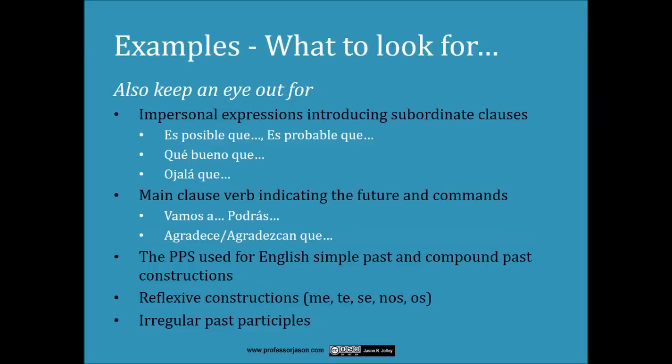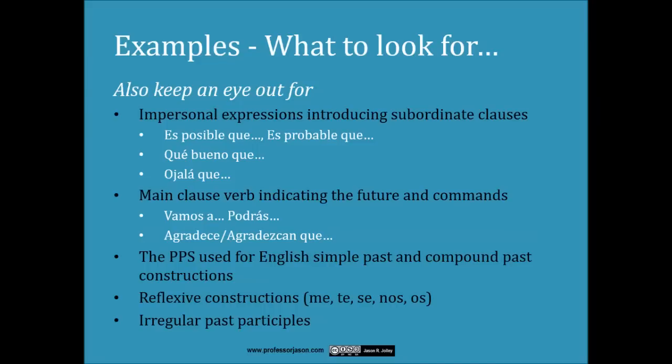There's a few other things that I want you to keep an eye out for as we go through the examples, right? For example, impersonal expressions that introduce subordinate clauses. So expressions like es posible que, es bueno que, es probable que, es imposible que, or que bueno que, right? Or ojalá que, which basically means I hope that. Also look for main clause verbs indicating future and command.